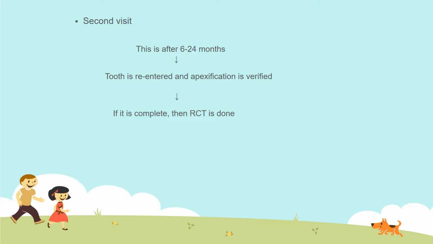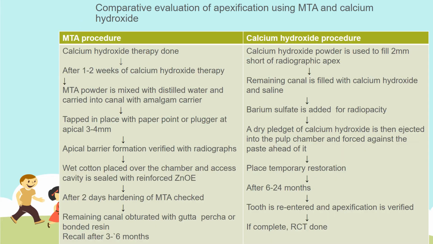In the second visit, after 6 to 24 months, the tooth is re-entered and apexification is verified. If it is complete, then RCT is done. Comparative evaluation of apexification using MTA and calcium hydroxide.